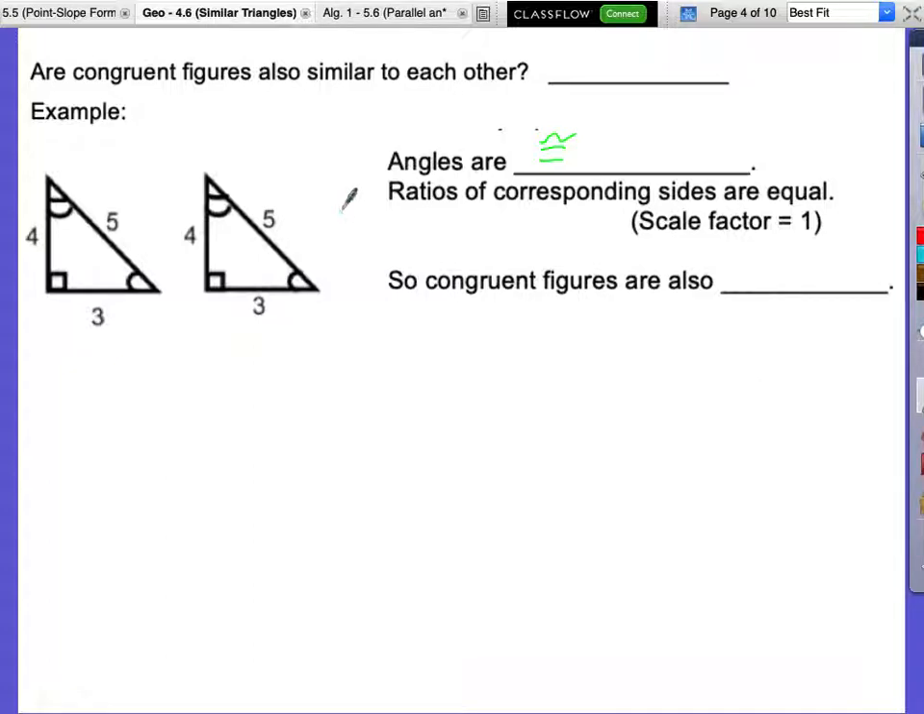So this side in the left triangle, this time we're going to have to put left over right because we don't necessarily have big and small. Left triangle, 4 corresponds with what? 4. 5 corresponds with 5, and 3 corresponds with 3. What is 4 over 4? 1. What's 5 over 5? 1. And what's 3 over 3? 1. Are the ratios of the sides all the same? Yes. So they are in fact similar. Congruent figures are also similar, but their scale factor is just 1. Instead of having a scale factor of like 1/3 like we had last time, they have a scale factor of 1.